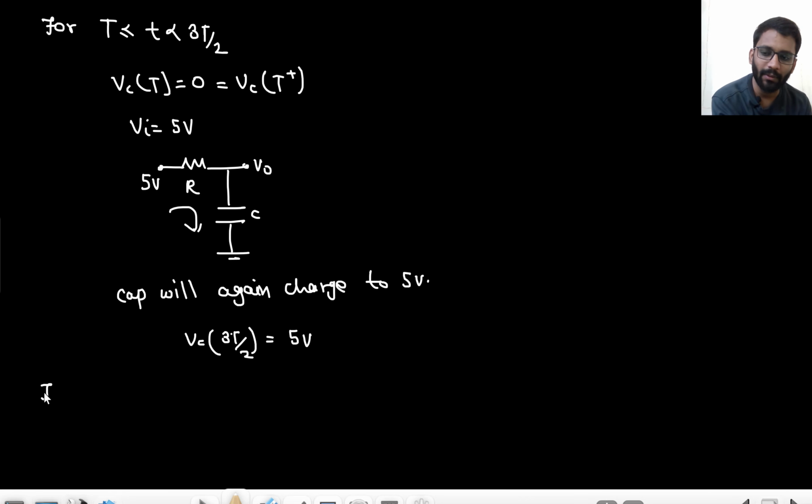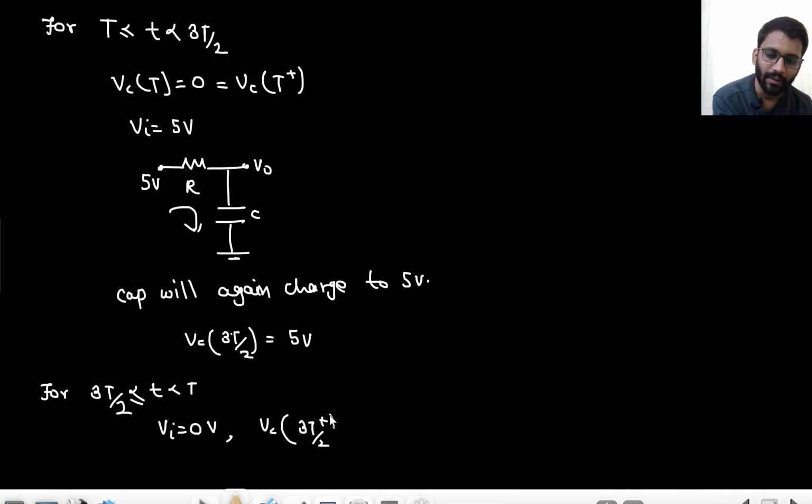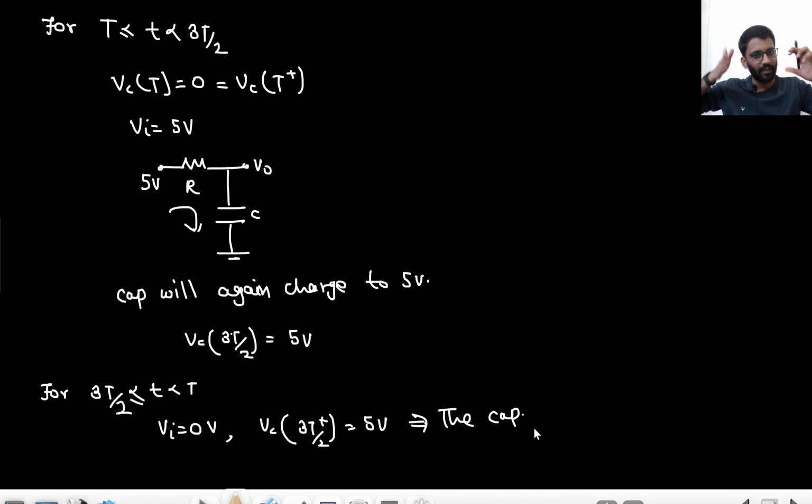And what will happen for 3t by 2 to 2t? Vin is 0. Initial capacitor voltage is 5 volt. The capacitor will discharge to 0. For 3t by 2 to 2t, the capacitor is charged to 5 volt, input is gone. So this 5 volt will be discharged through the resistor to 0 volt. So the capacitor will discharge to 0 volt.